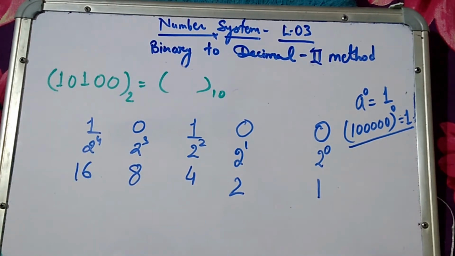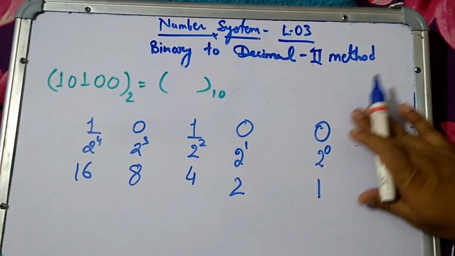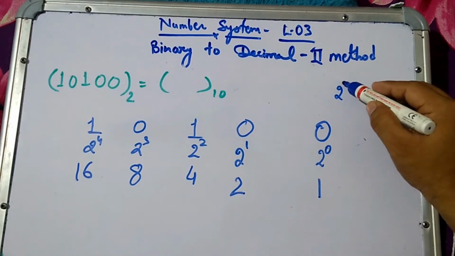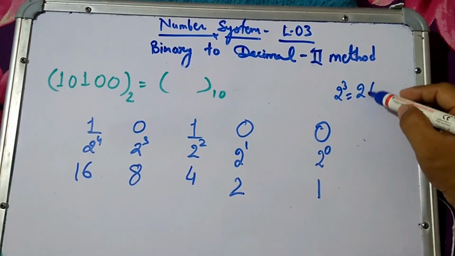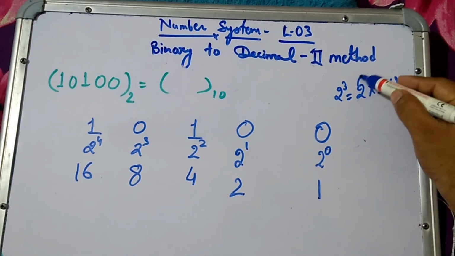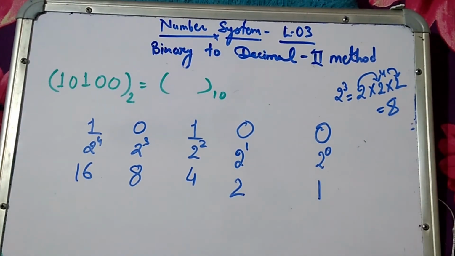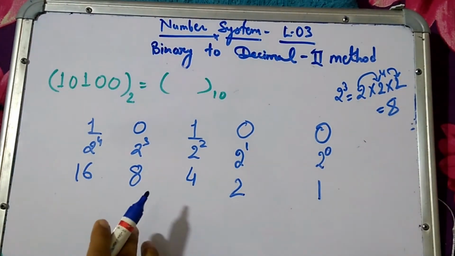For your better understanding, I am going to explain these things here. You can see, if you are having 2's power 3, that means you have to write down 2 like this and multiply the value. 2 twos are 4 and 4 twos are 8. I think this topic is clear. So here the things are clear to you.